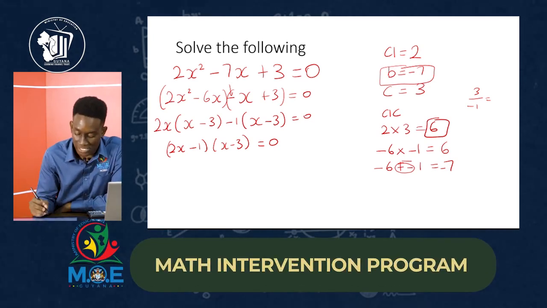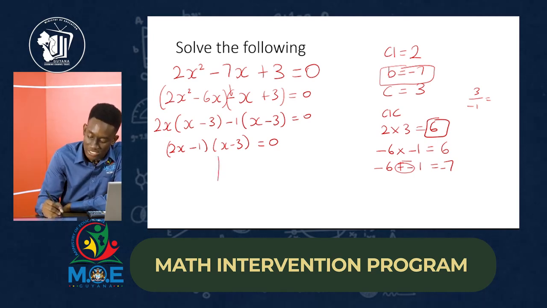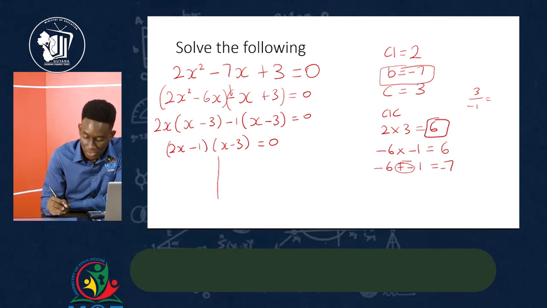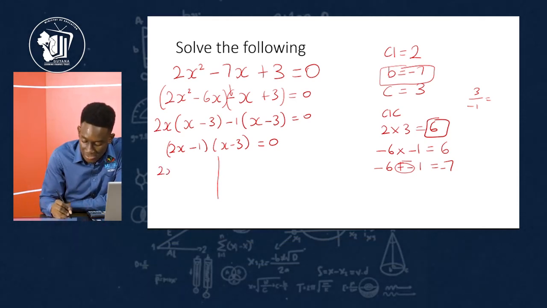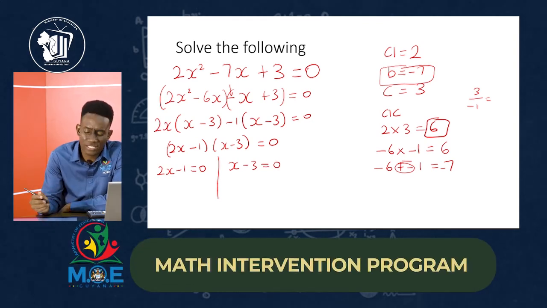So we see we have two brackets, and both of these brackets are equal to 0. So what we can do, we can separate them and we can equate both brackets to 0 separately. So we'll have 2x minus 1 is equal to 0, and x minus 3 is equal to 0. And then we solve both of these things individually.